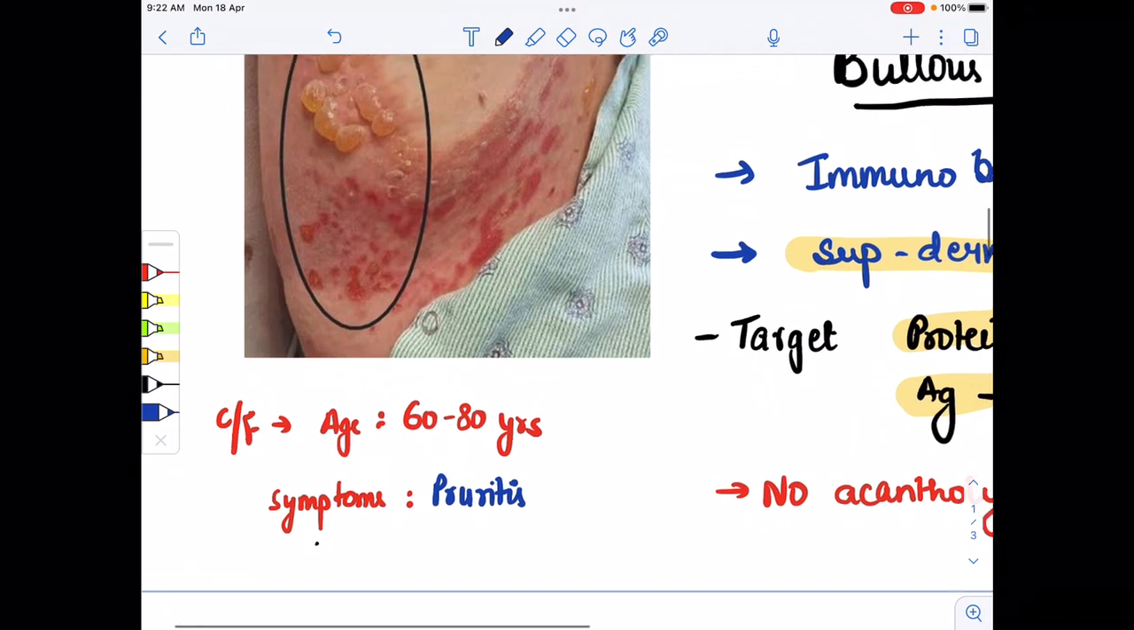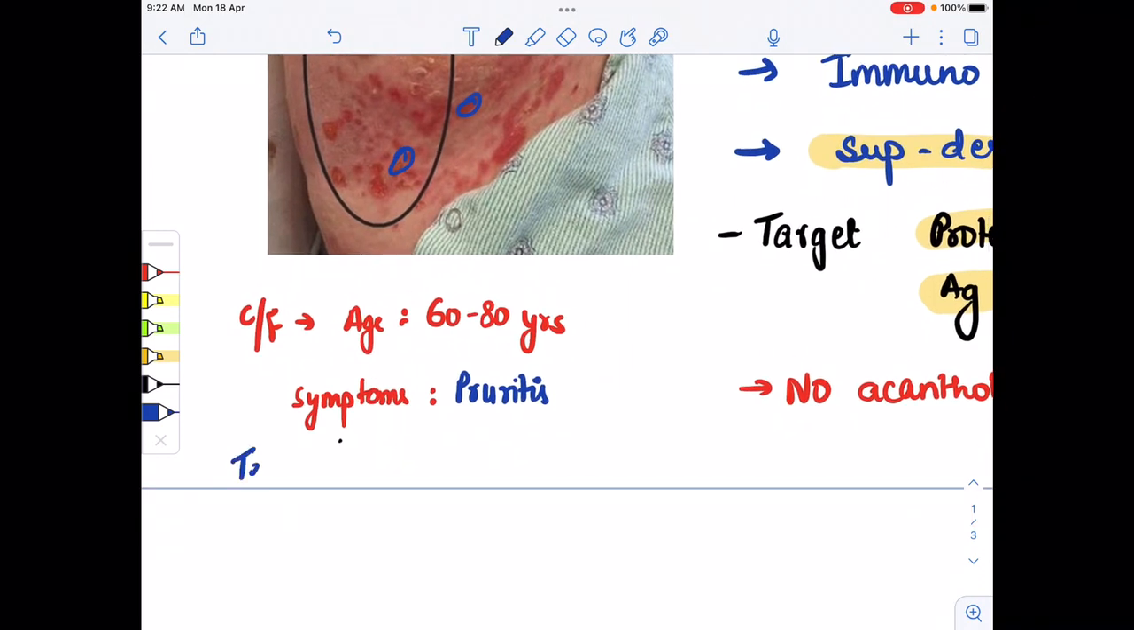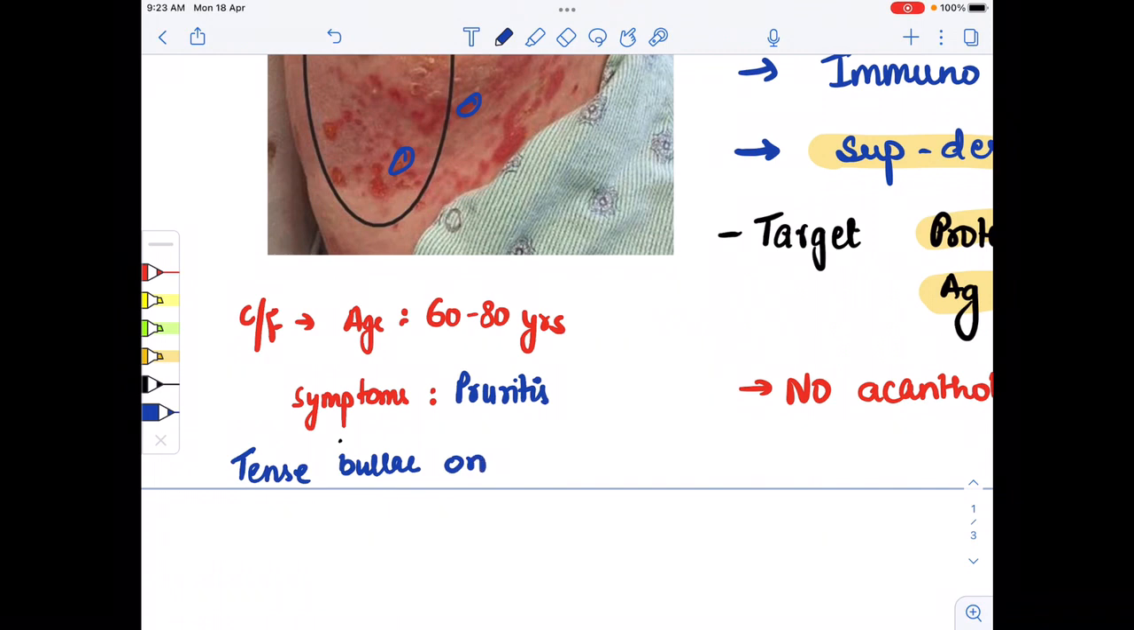And we can see that here are the bullae. We can see easily that there are tense bullae, which have a red base. So tense bullae on an urticarial base, on urticarial base.